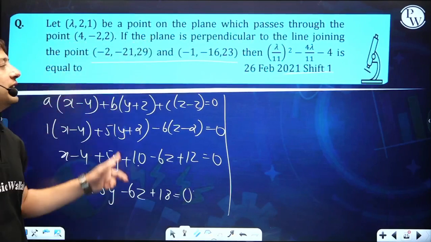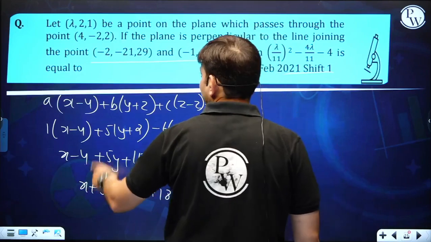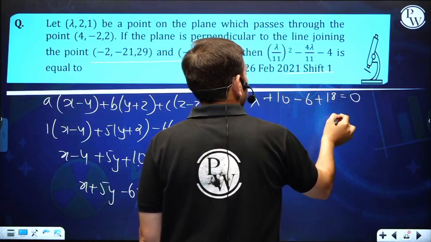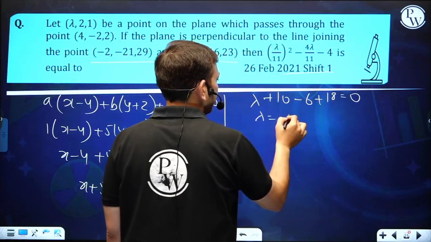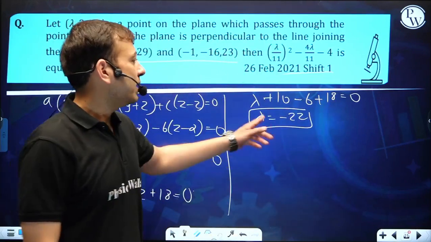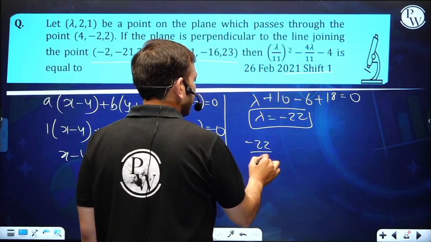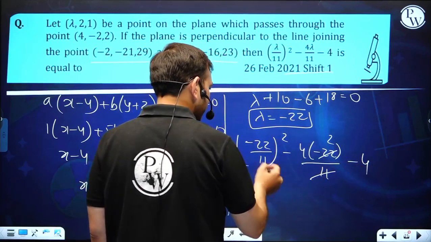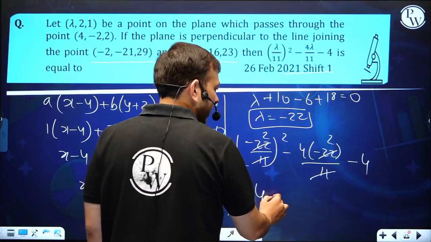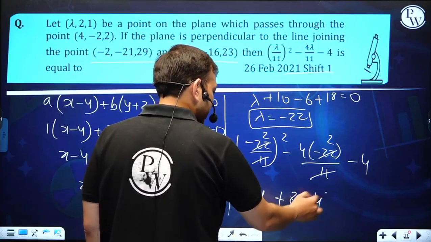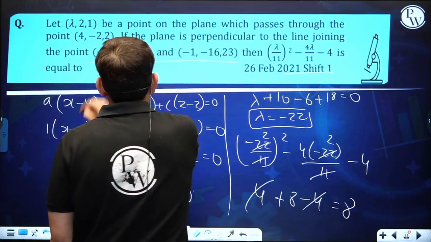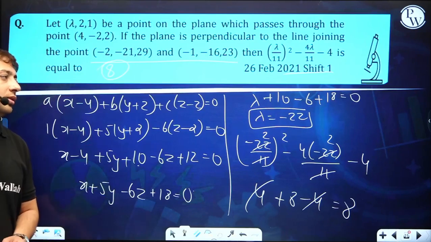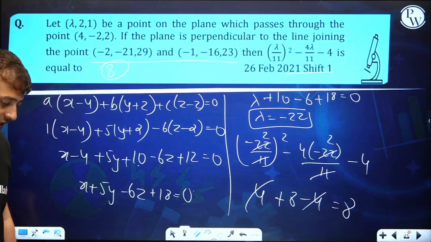Now this point lies on the plane, they are saying. Be a point on the plane. So put this point. So it will be lambda plus 5 twos are 10 minus 6 plus 18 equals to 0. So 4. So lambda is equals to minus 22. Lambda is equals to minus 22. Now substitute this. Minus 22 by 11 whole square. 4 into minus 22 by 11 minus 4. 11 ones are 2s are. So 4 minus minus plus 4 twos are 8, 4 cancel, answer is 8. Answer is 8. In this way you need to solve this. Okay. I hope you understand this.